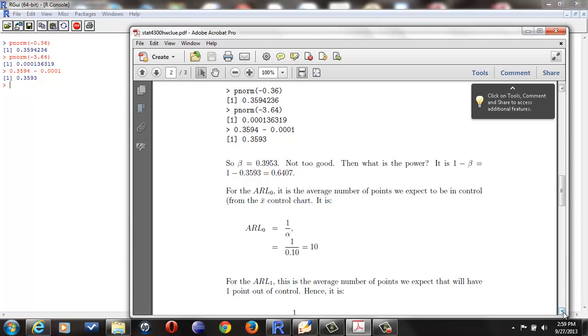Alright, what is the power? Power is, of course, 1 minus beta. In this case, 1 minus 0.3593, or 0.6407.